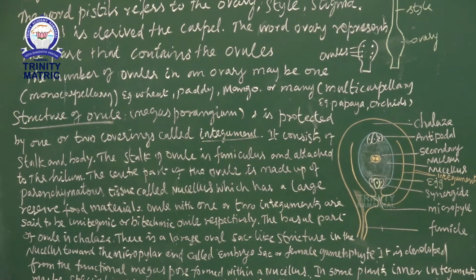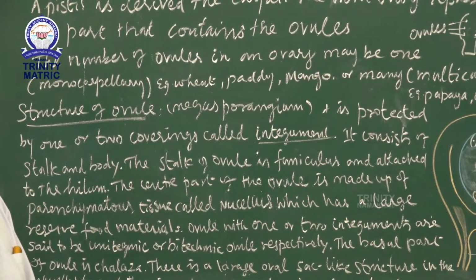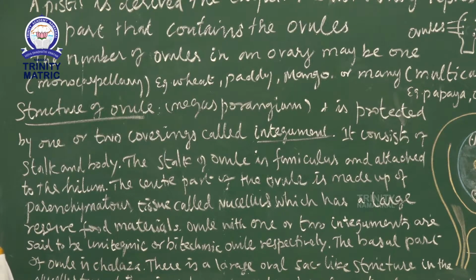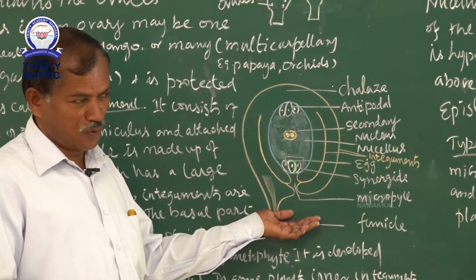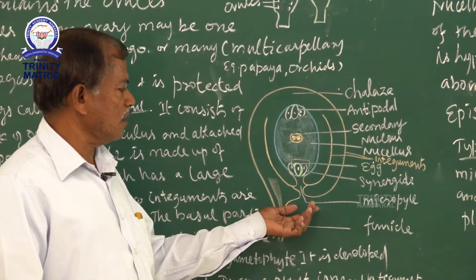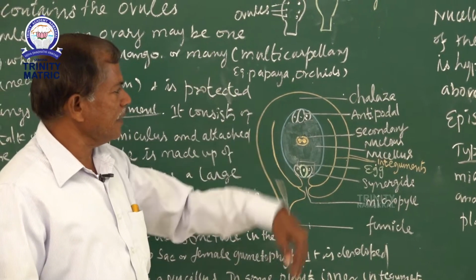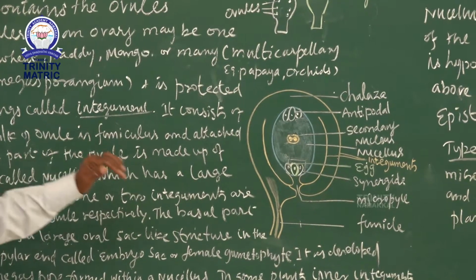Next we will see: describe the structure of ovule. Sometimes it is asked as a 3-mark or 5-mark question. Draw and label the structure of gynoecium or structure of ovule, that's a 2-mark question. First we will see what the parts in the ovule are.